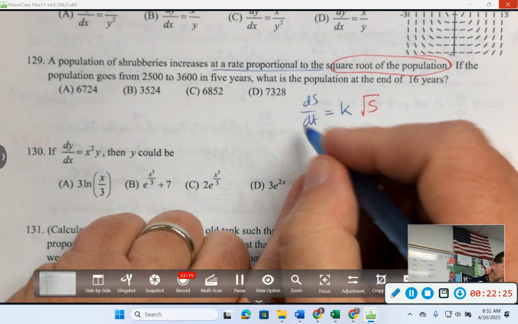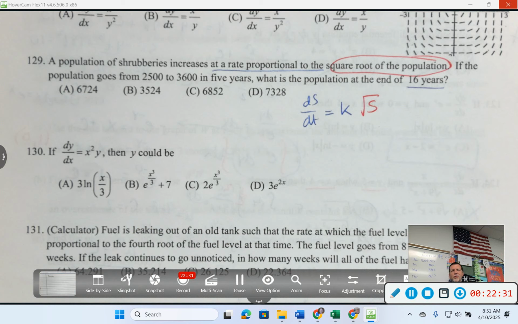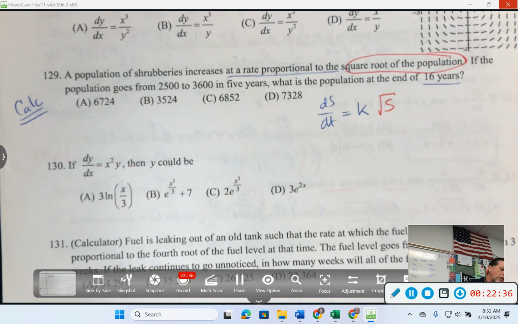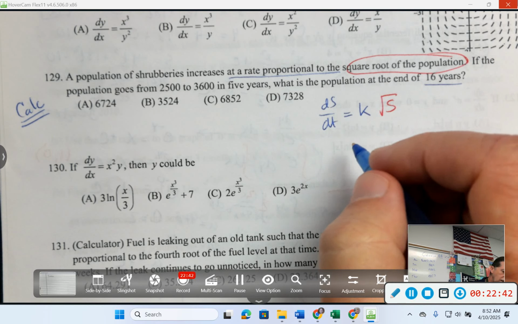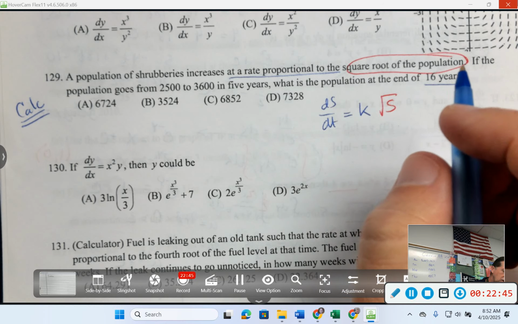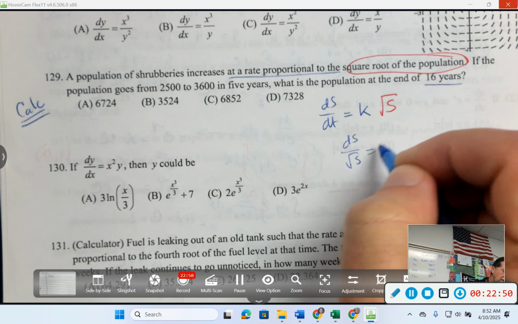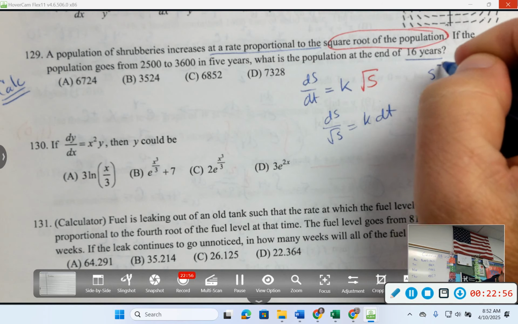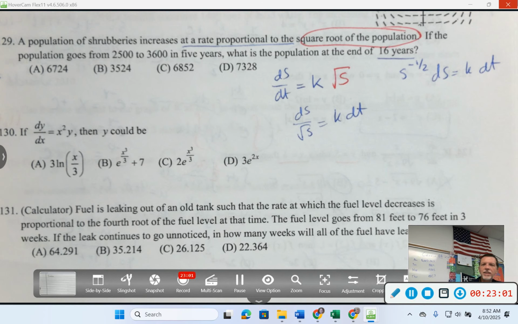Alright, so now I've got to integrate, plug things in, and then plug in 16. This would be a long one. This one doesn't say calculator on it, but based on those answer choices, that's almost certainly a calculator problem. I guess we could do a few steps here. ds over square root of s equals k dt. Going to rewrite that as s to the negative 1/2 ds equals k dt.